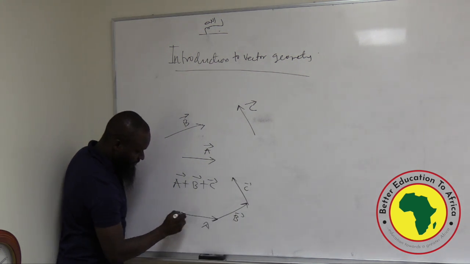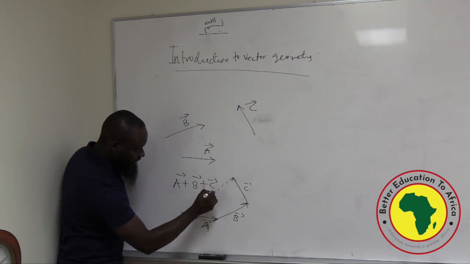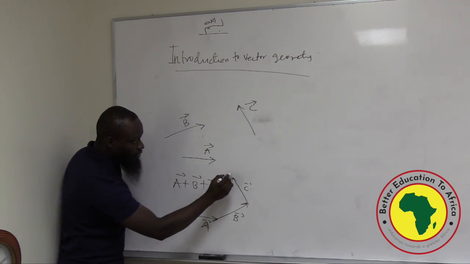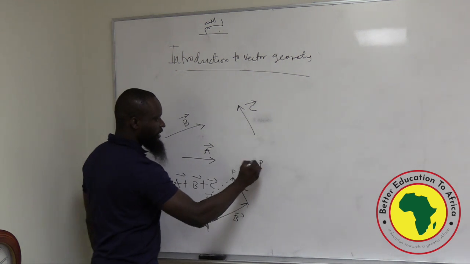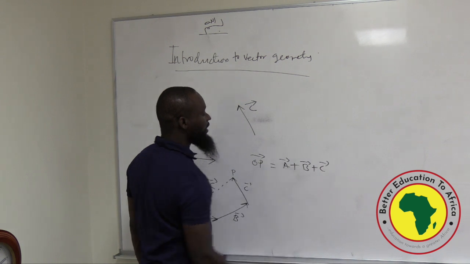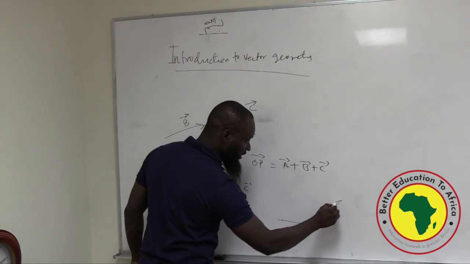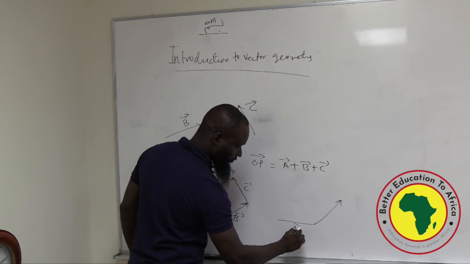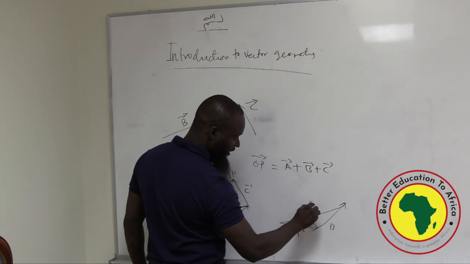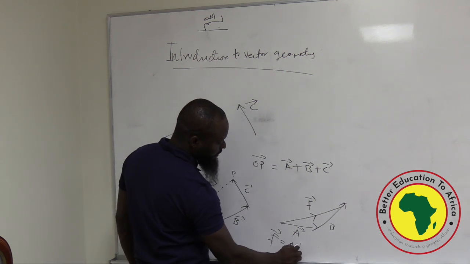Then this line from the origin of A that I started, draw it towards the last vector. This line I call OP. So this vector OP is vector A plus vector B plus vector C. Okay? So if I say only vector A plus vector B, then I get one single line. I can call it vector F. So vector F is vector A plus vector B.